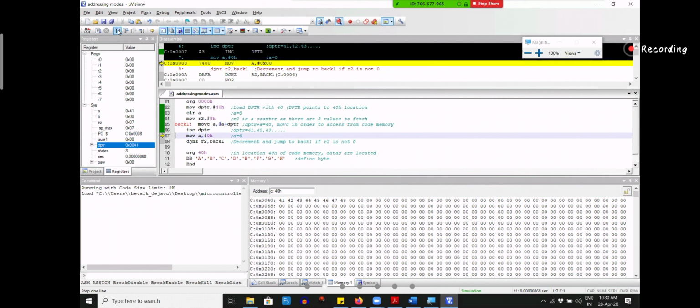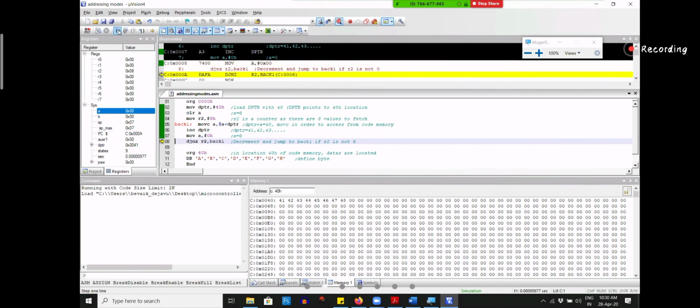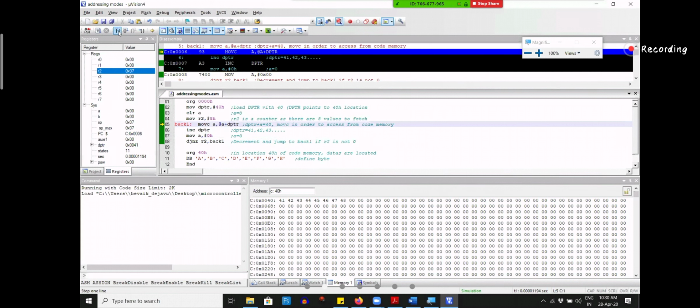Decrement R2, it will be 7. Okay. What is DPTR that time? DPTR is 41. Now this value will go, 42 will go. This is 40, this is 41. Now DPTR is pointing to 41. The location and the memory location have the same numbers actually. That's why it's more confusing.